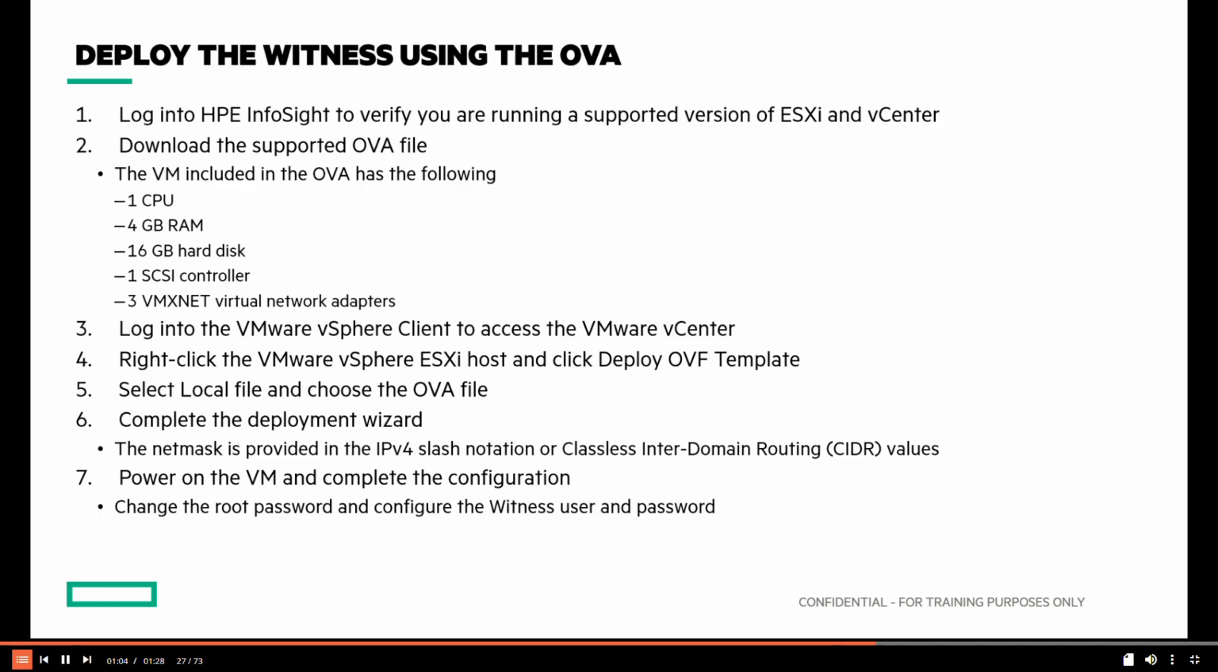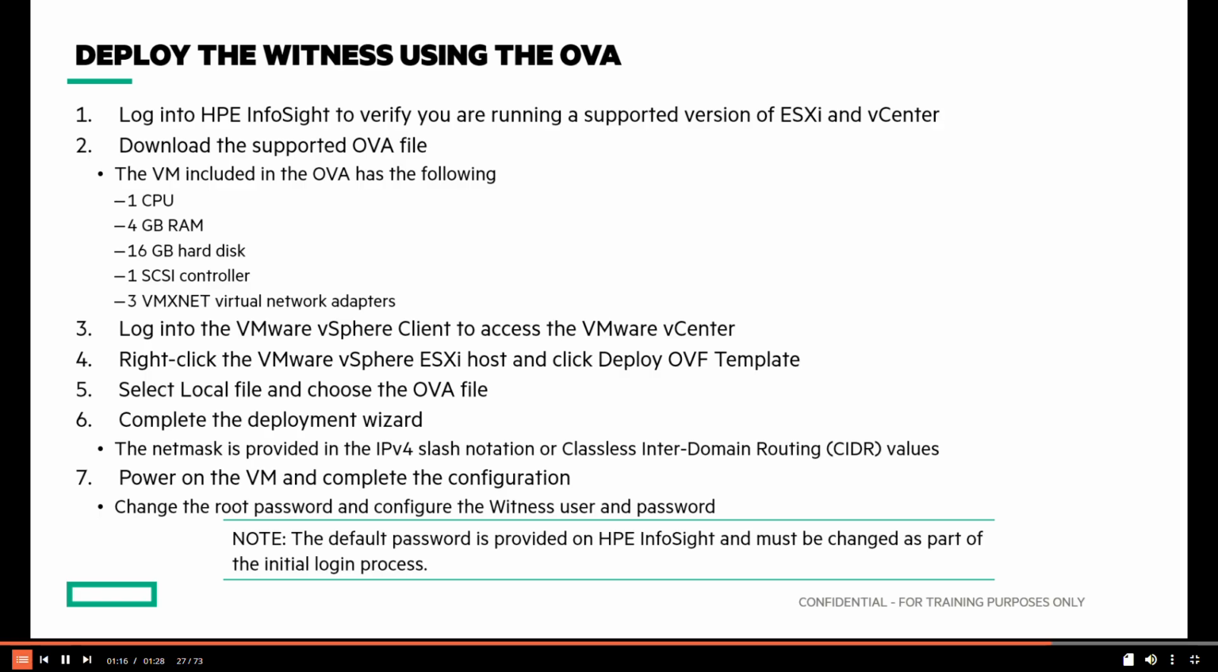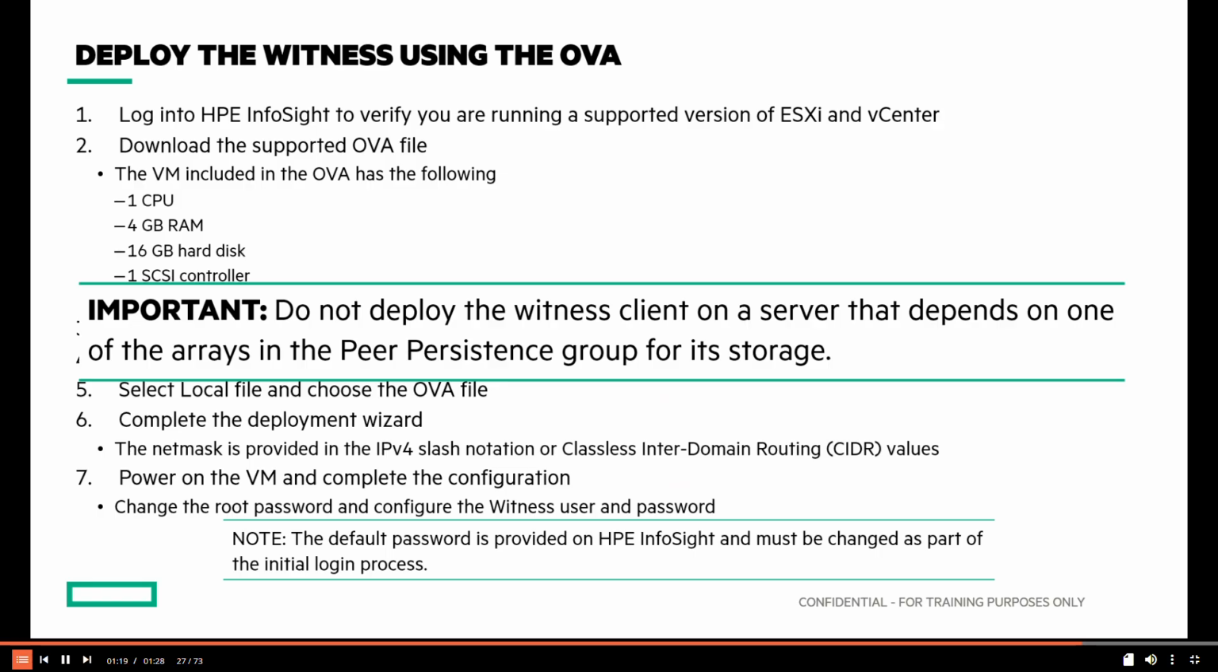The first time you log in, you will use the root default password, which is provided on InfoSite, and you will be required to change the password. Next, configure the witness user and password. Important: do not deploy the witness client on a server that depends on one of the arrays in the peer persistence group for its storage.